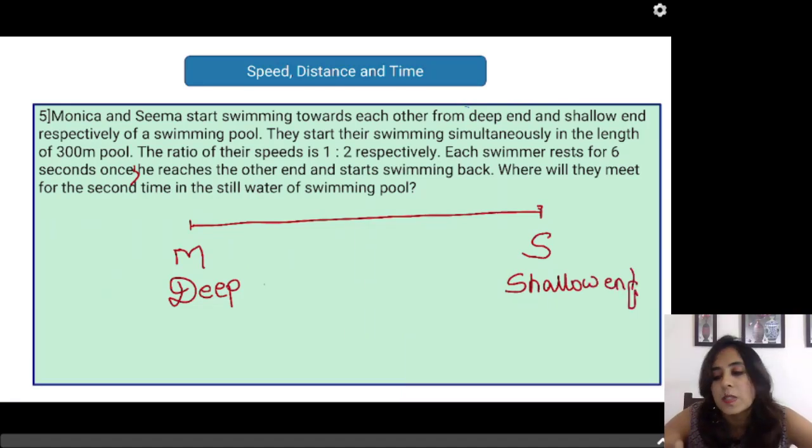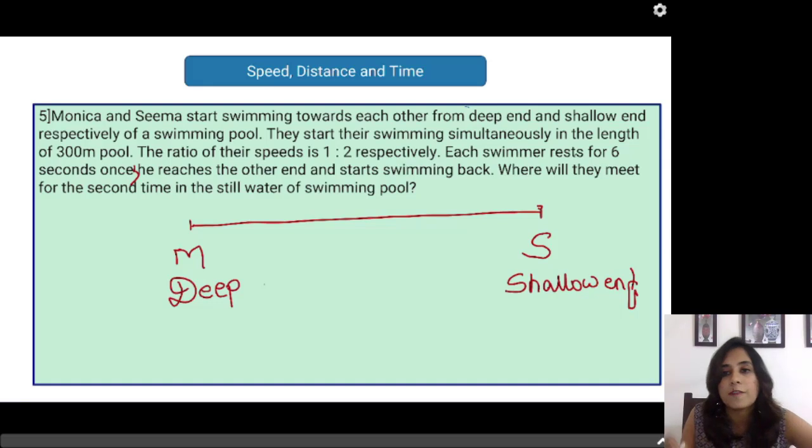Okay guys, so here we are given the ratio of the speed as 1:2 for Monica and Seema. Now I know speed is directly proportional to distance. So if after a particular time Monica has traveled 100 meters, how much would Seema have traveled? Seema would have traveled 200 meters. This is the point where they meet for the first time. They meet 100 meters from the deeper part and 200 meters from the shallower part.